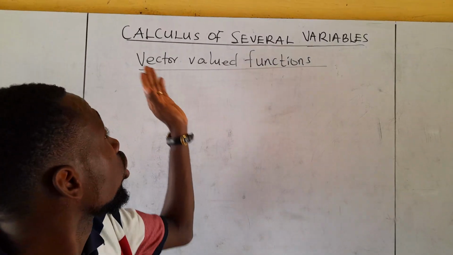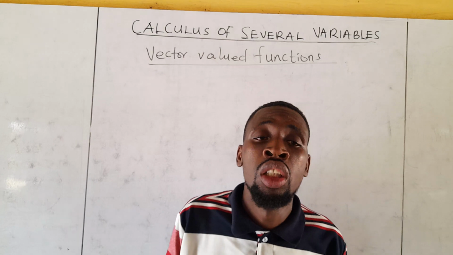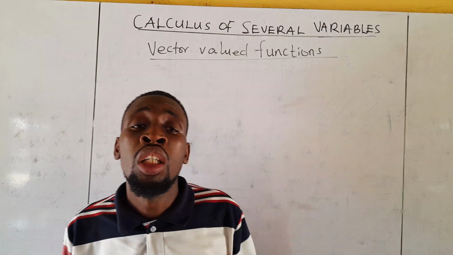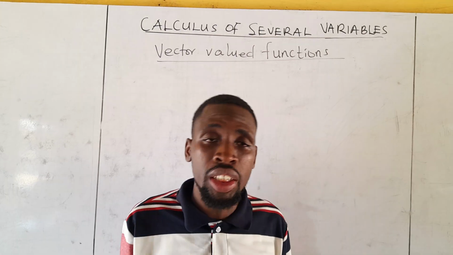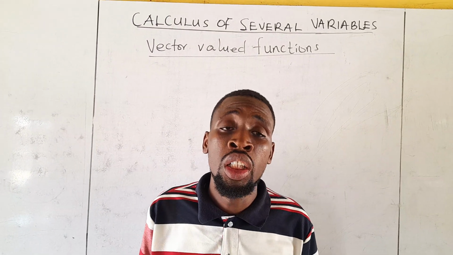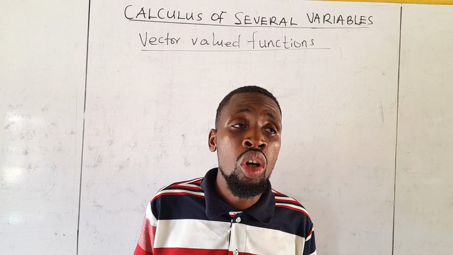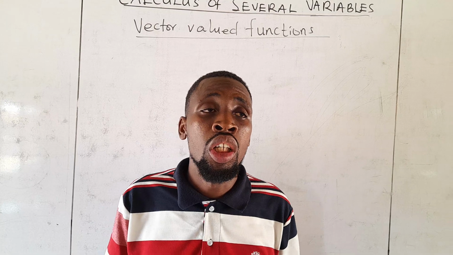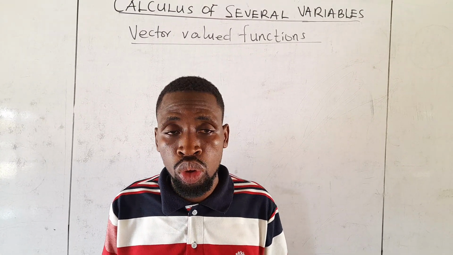Today, our discussion on calculus of several variables will still be on vector valued functions. Last time, we learned how to evaluate vector valued functions at a given point. We also learned how to sketch vector valued functions, and how to find vectors in the coordinate plane of the vector valued function. If you have not watched that video, please check it out on YouTube.